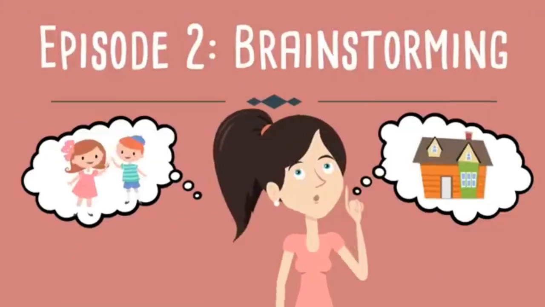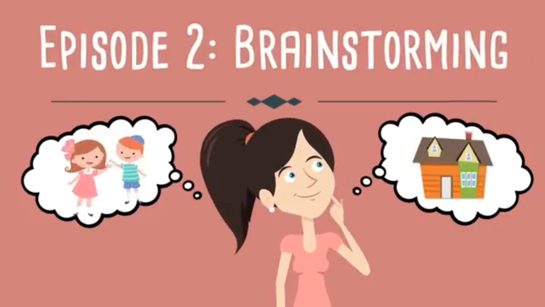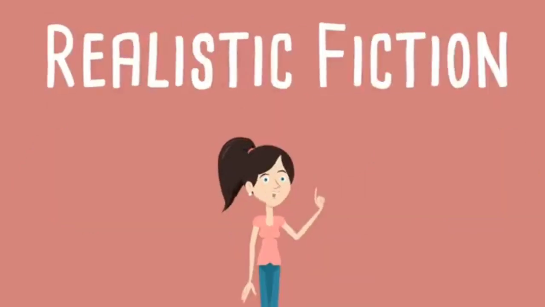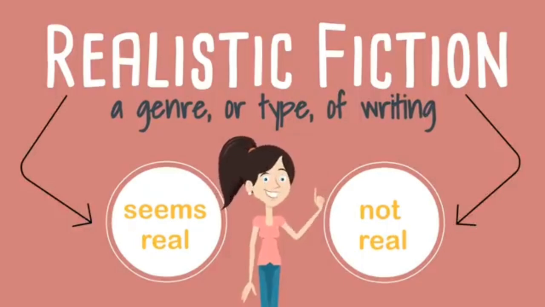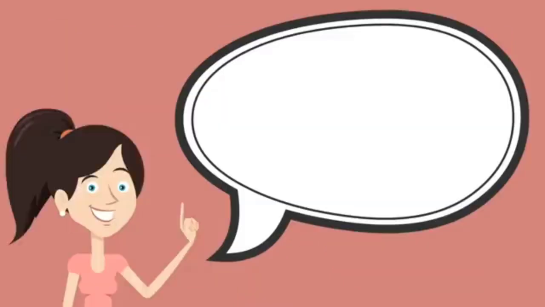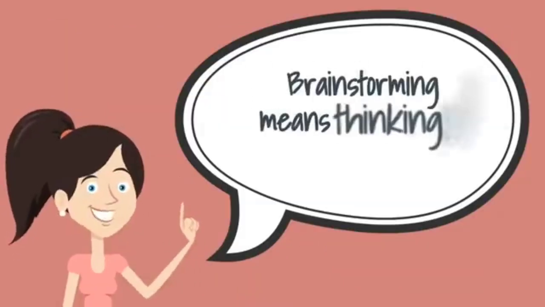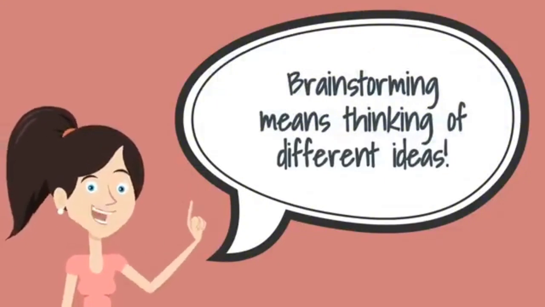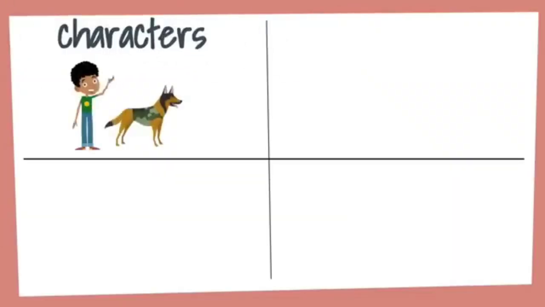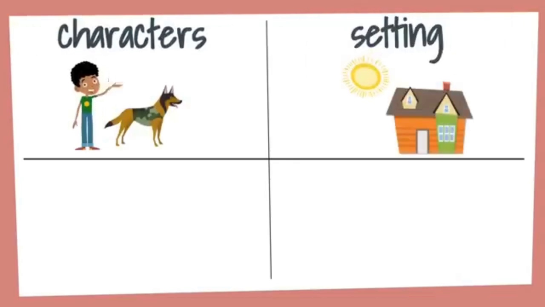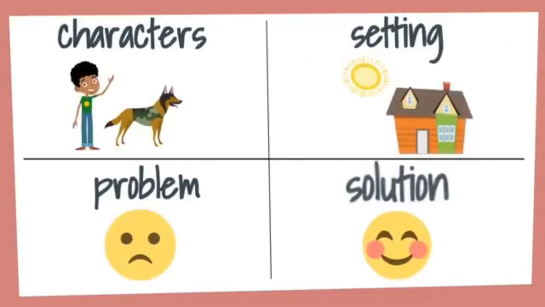Episode 2. Brainstorming. Now that you know what realistic fiction is, you can start brainstorming ideas for your story. Brainstorming just means thinking of different ideas. We will brainstorm the most important parts of the story: the characters, the setting, the problem, and the solution. Then we will add more details when we actually start writing the story later.